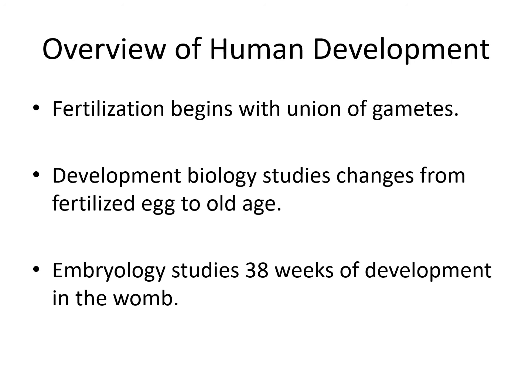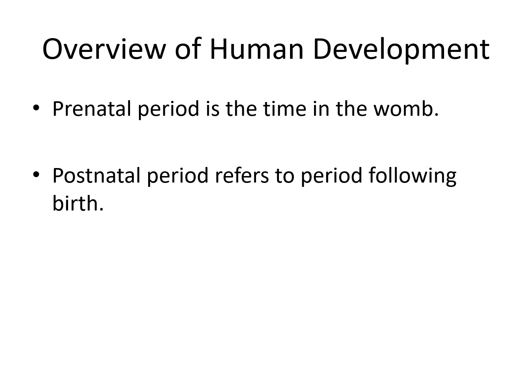Okay. Fertilization begins with the union of gametes. Remember, we have a haploid sperm and a haploid egg that come together to form a zygote. The discipline, developmental biology, studies the changes from fertilized egg to old age. The discipline, embryology, studies the 38 weeks of development in the womb. So the human gestation period is 38 weeks. We can also describe prenatal and postnatal periods. The prenatal period is a time in the womb, and the postnatal period refers to the period following birth.